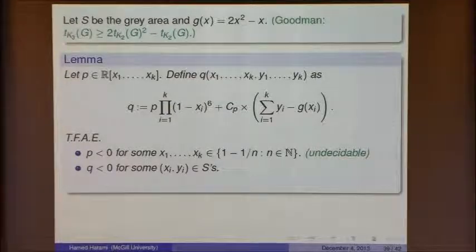Right, this is 0, but this one is positive, right? Negative, sorry. So I'm going to get a negative value for q. Now the other part is the trickier part, but again, not so difficult. So now suppose q is negative for some assignment coming from the gray area. Why does that mean that p is negative for one of these points?